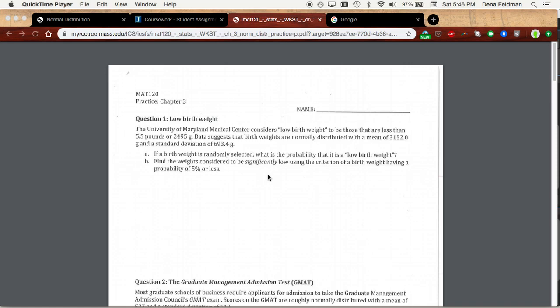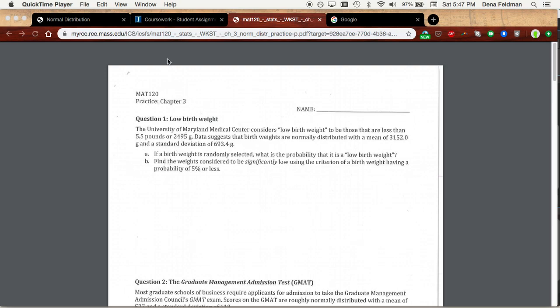Here is my first video effort trying to demonstrate how to calculate probabilities associated with normally distributed data models. I'm going to use this homework packet as the demonstration. The first question of the homework packet, which as I promised I'd use as a demonstration. Where am I getting this packet?